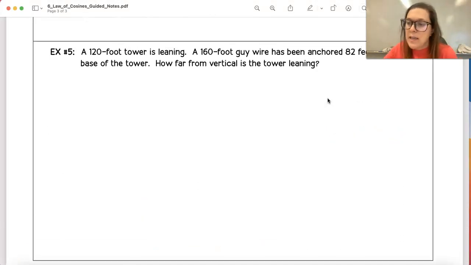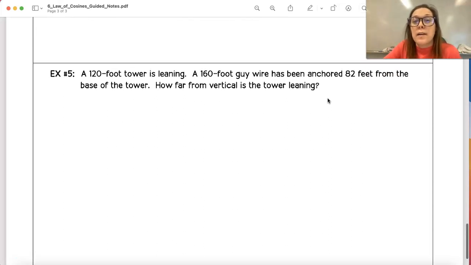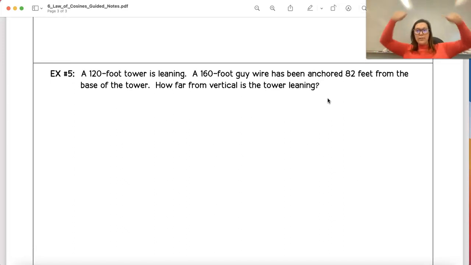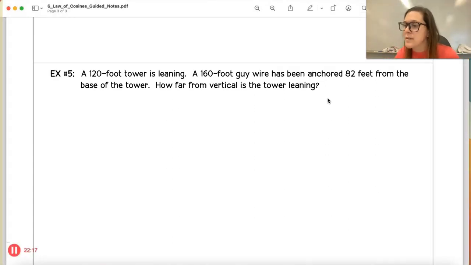So it says a 120-foot tower is leaning. A 160-foot guy wire has been anchored 82 feet from the base of the... So guy wires are just wires that help stabilize things. Like, you remember seeing those floating men around? Well, there's wires that keep them from blowing all over the place. That's a guy wire. So a 160-foot guy wire has been anchored 82 feet from the base of the tower.